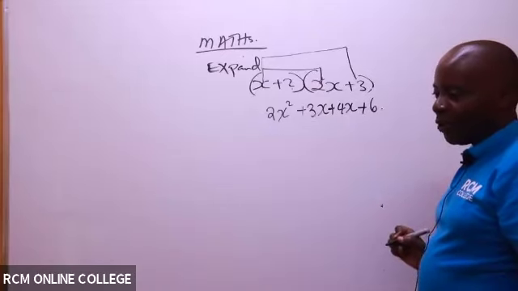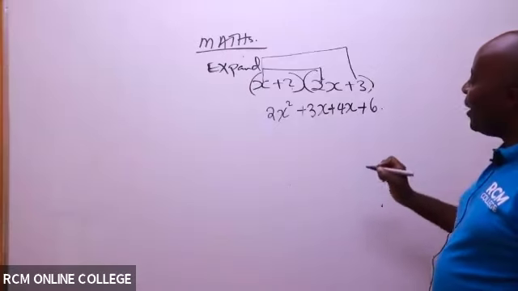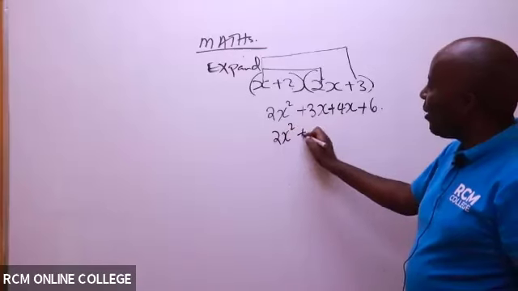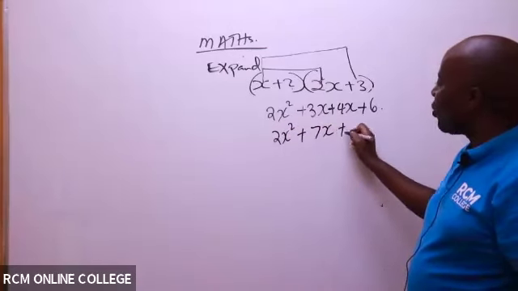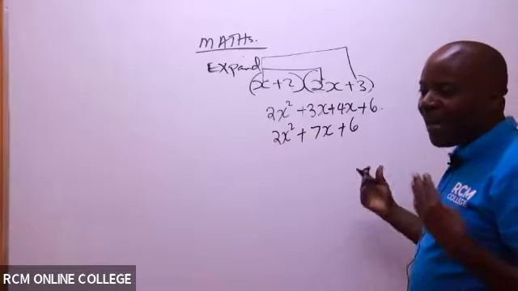You're really a good student. So at the end of the day, put like terms together. So this will be 2x squared plus 7x plus 6.